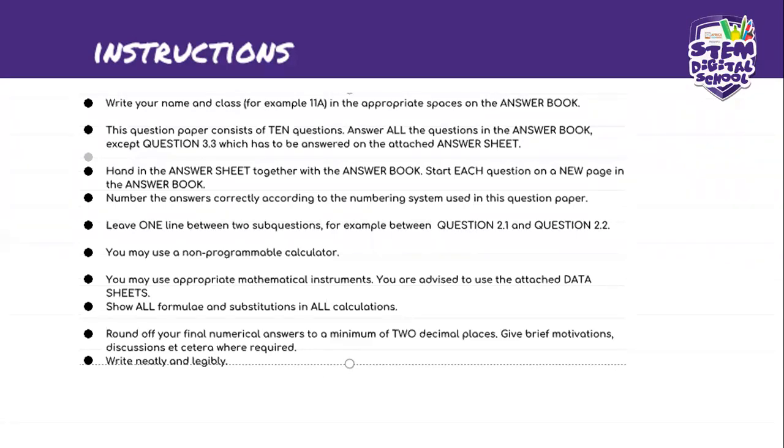So this question paper does not consist of 10 questions, sorry. It's got about 3 questions, right? Write all your answers in your answer book, and make sure that you number your questions correctly, okay? Leave one space between sub-questions, for example 2.1 and 2.2, and you may use a non-programmable calculator. Use appropriate mathematical instruments and show all your formulas. Make sure that you write neatly and legibly.